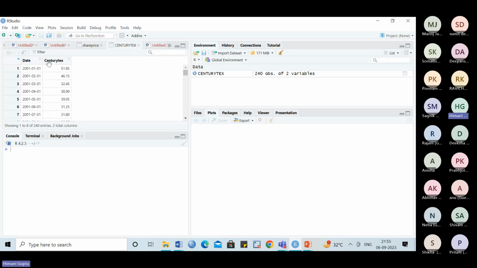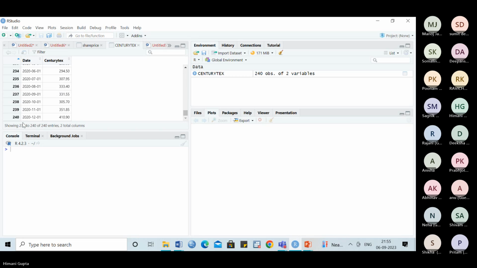Now, if you see this Century Textile data, I have taken monthly data here. Are you seeing 1/1/2001, 1/2/2001, 1/3/2001? I have taken the monthly data starting from 2001 till 2020. So it's monthly data and it's 20 years of data, so a total of 240 observations are there.